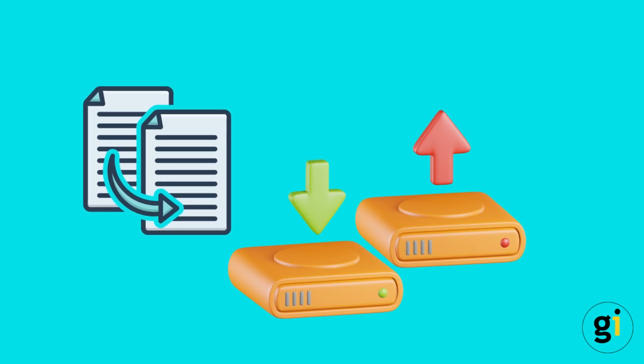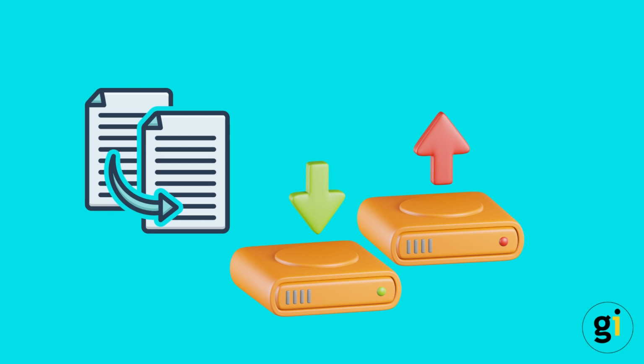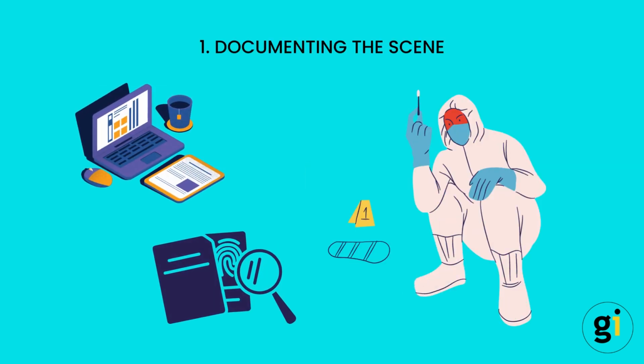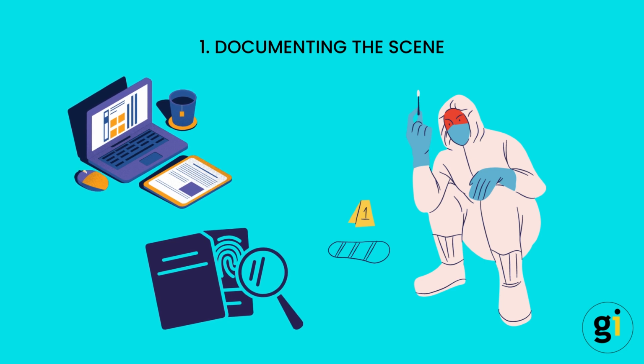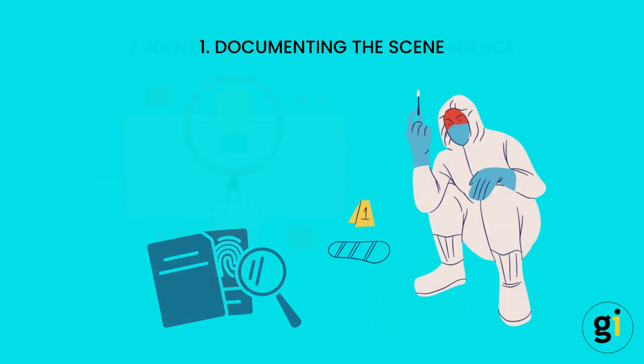When collecting digital evidence, it is essential to adhere to certain guidelines to maintain the integrity of the data and ensure its admissibility in court. These guidelines include: 1. Documenting the scene. Thoroughly document the crime scene or the source of the evidence, including its physical location, surrounding environment, and any relevant information that may aid in the investigation.